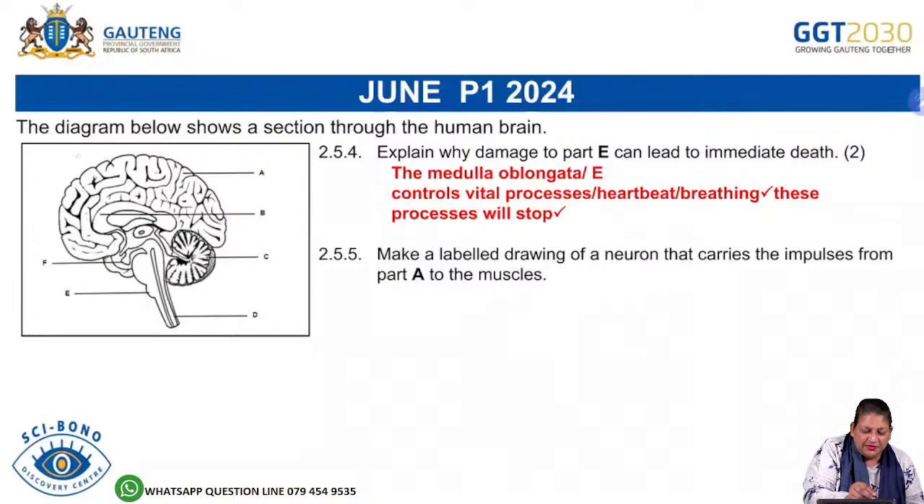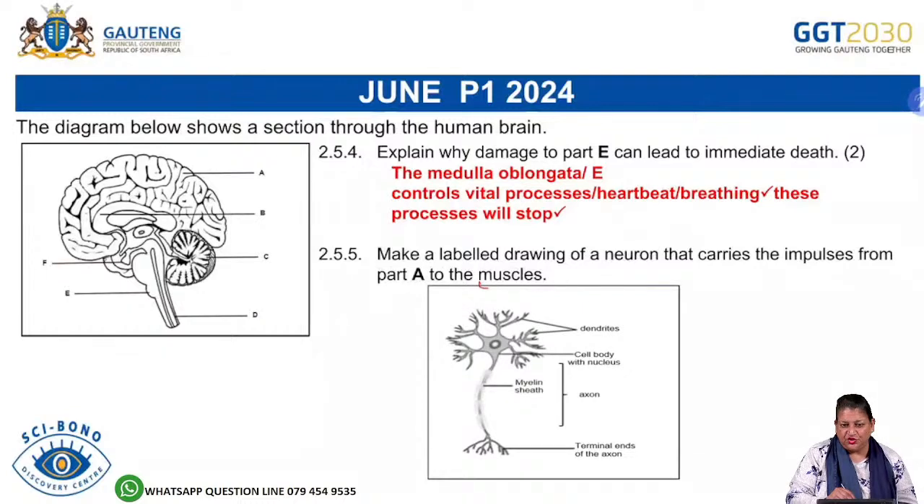Okay, so make a labeled drawing of a neuron that carries the impulse from part A to the muscle. Remember, part A is part of the central nervous system. So which neuron takes the message from the brain or spinal cord to your muscle? M for muscle, M for motor neuron. And it's going to be that neuron. And you can see this neuron here.